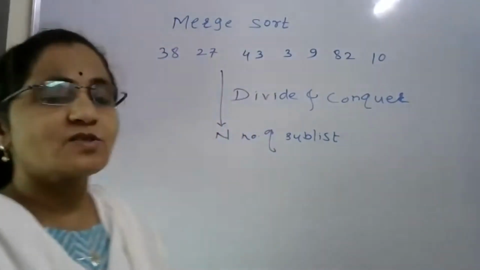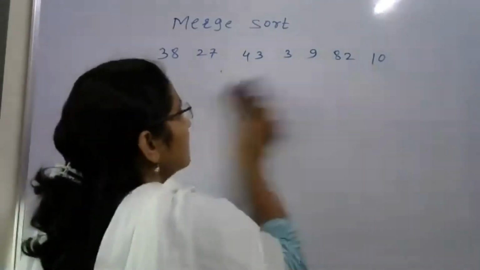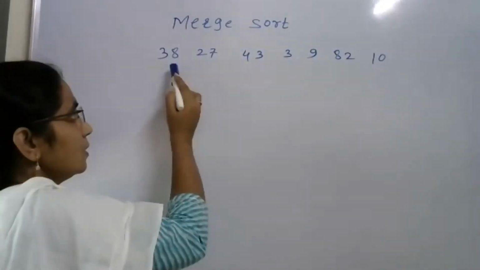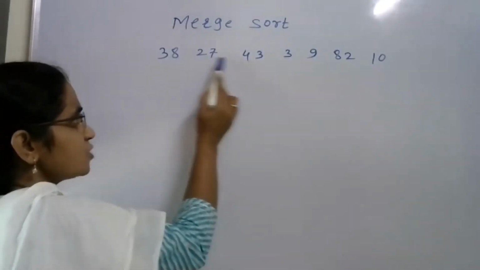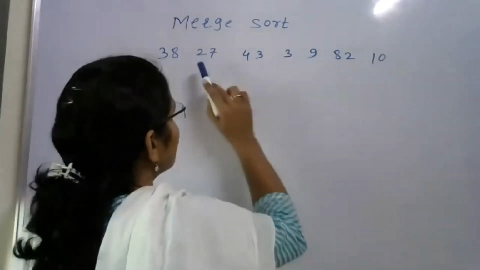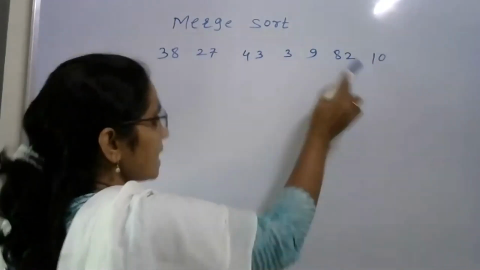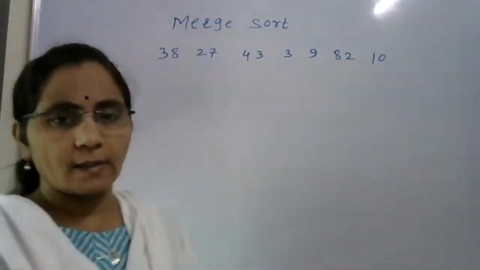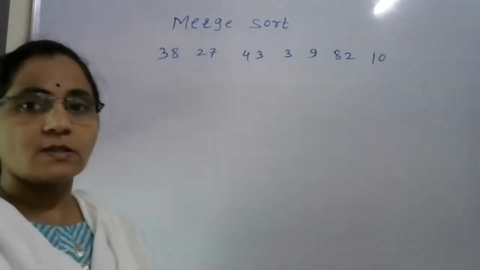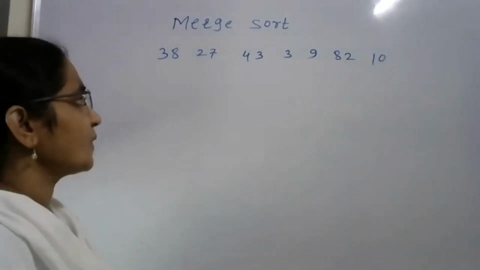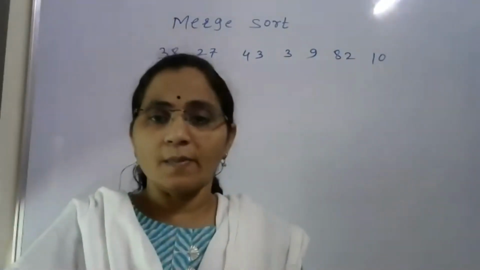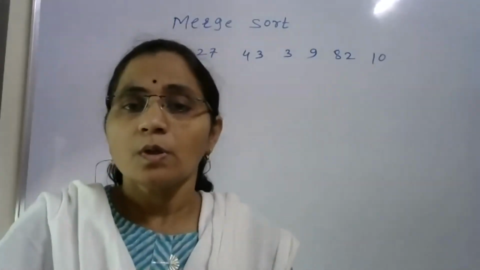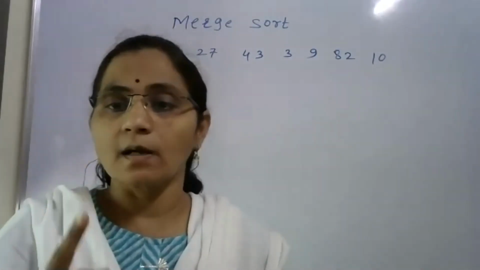So how does merge sort work? Now we see. Suppose this is the list given to you. This list consists of elements 1, 2, 3, 4, 5, 6, 7. Okay, only 7 elements, not 8. You have been given 7 elements. Now, in the first step, you have to divide the elements. You have to keep dividing until you get only a single element.